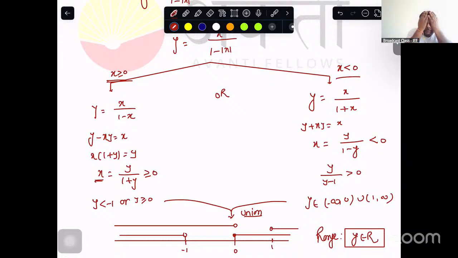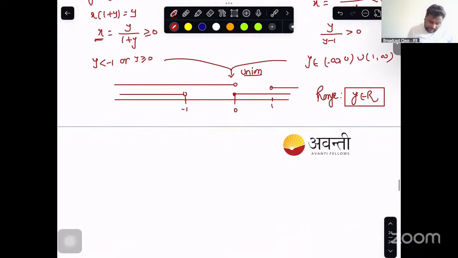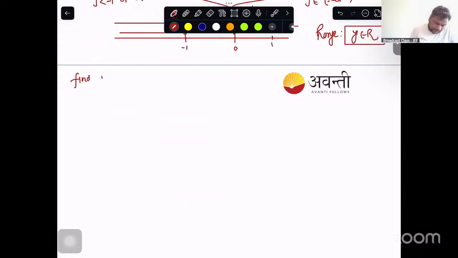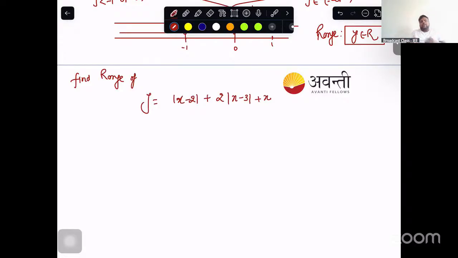Have a look. Quickly note down. Very important question and from the NCERT also. Now, if I ask you to find the range of y equals to mod of x minus 2 plus 2 mod x minus 3, plus x. How do we calculate their ranges and how do we manage with these kind of questions?